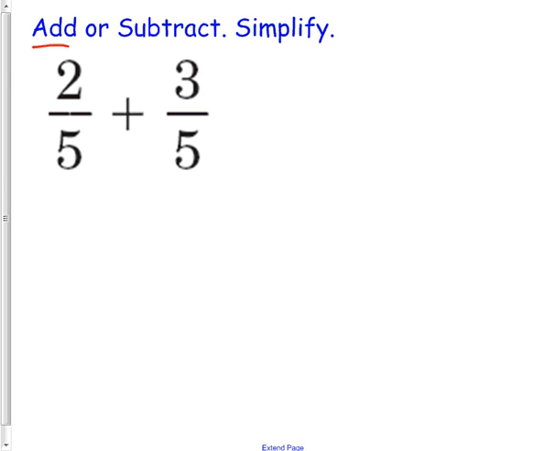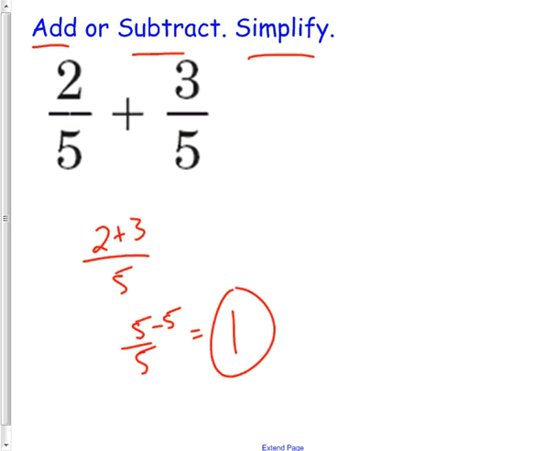So now we're actually going to add or subtract, and it says simplify. So no longer do I see the words estimate. So 2/5 plus 3/5. So I can rewrite the numerator 2 plus 3 all over 5. And then I'm going to have 5 over 5. And actually, I can make a whole, so I can subtract that 5, which gives me 1 whole and nothing left over. So 1 is my answer.